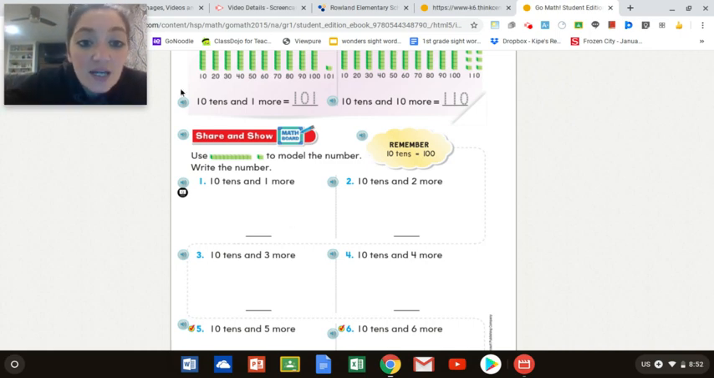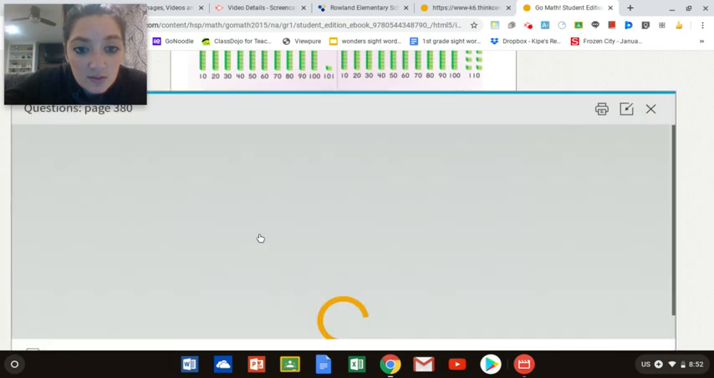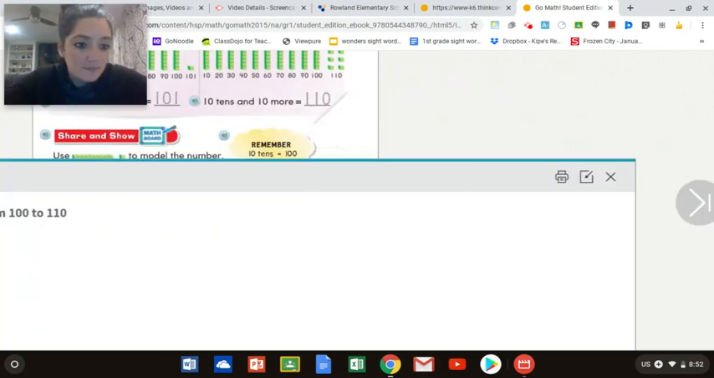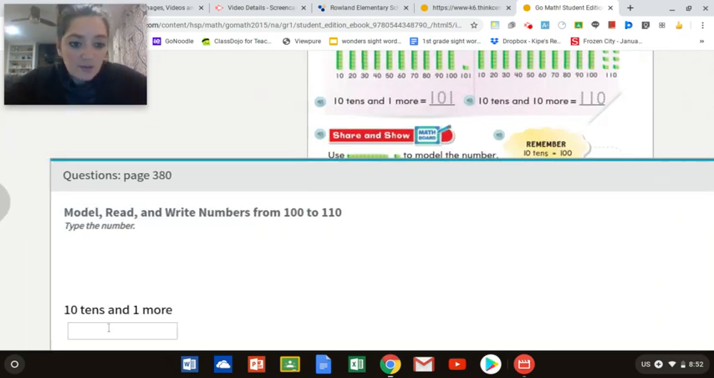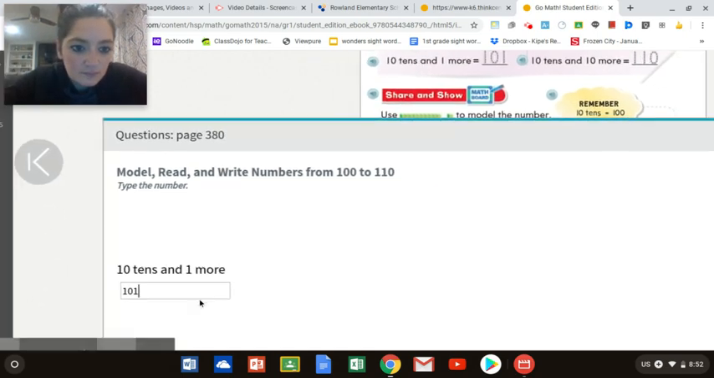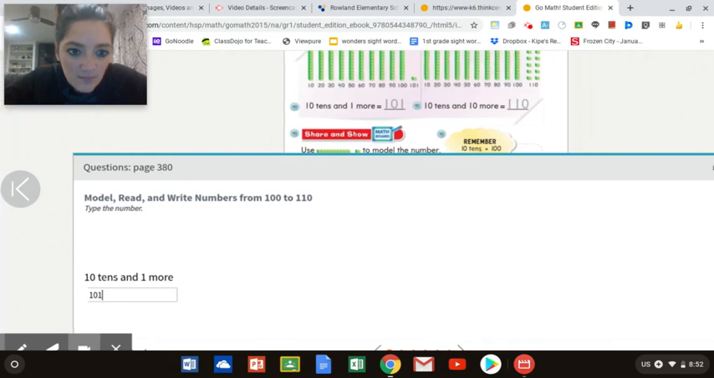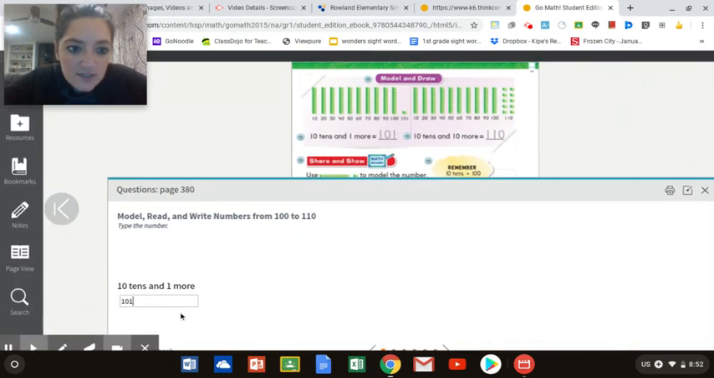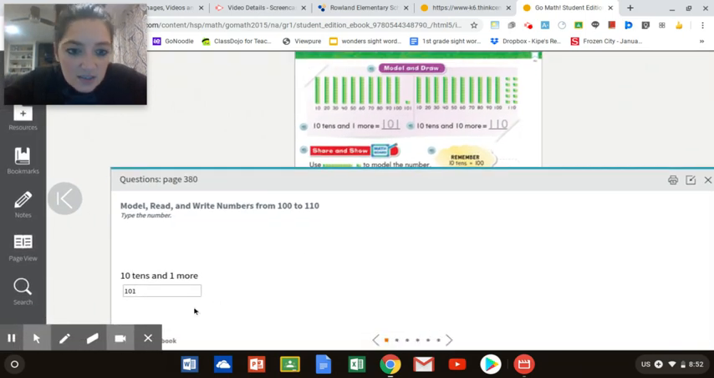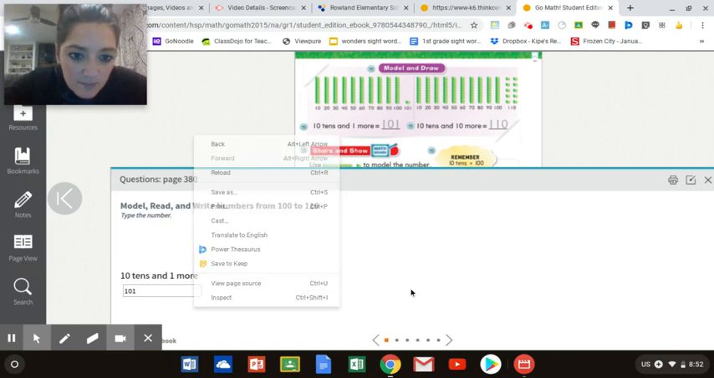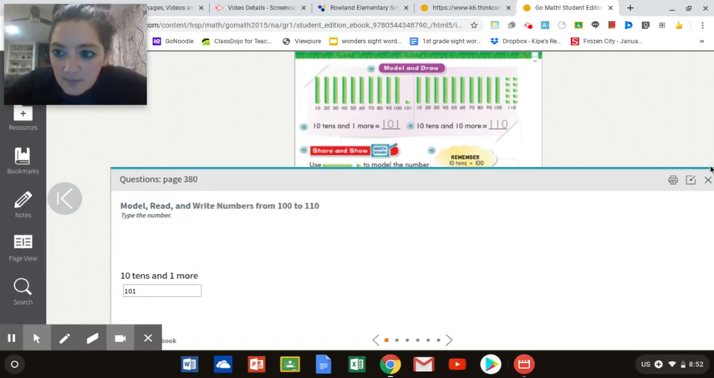So we know that 10 tens equal 100. So you would draw that, and then you have one more. So it's 101. So your number would look like this: 101, because you have 10 tens and one more. 101.